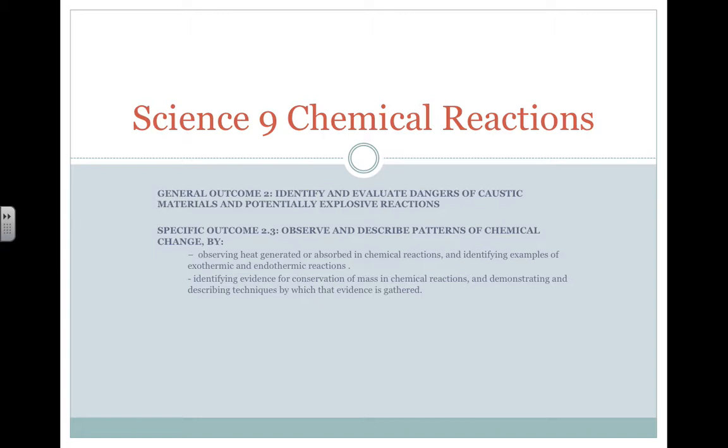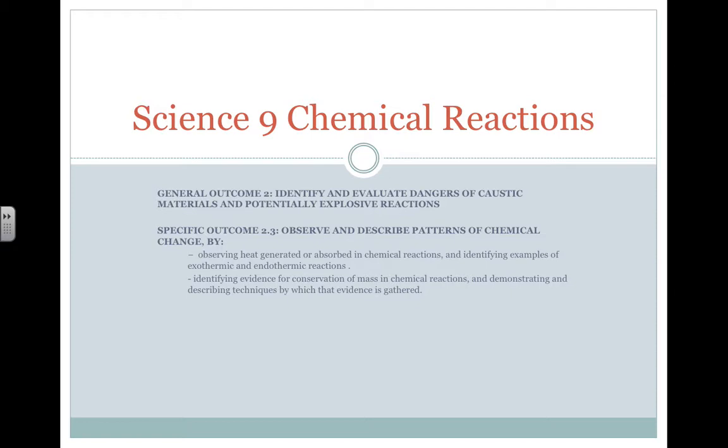Okay, Mr. Sonnenberg here. This is Science 9. We're talking about chemical reactions today. So we've moved on to General Outcome 2 of matter and chemical change. We're identifying and evaluating dangers of caustic materials and potentially explosive reactions. So we're looking at specific outcome 2.3.